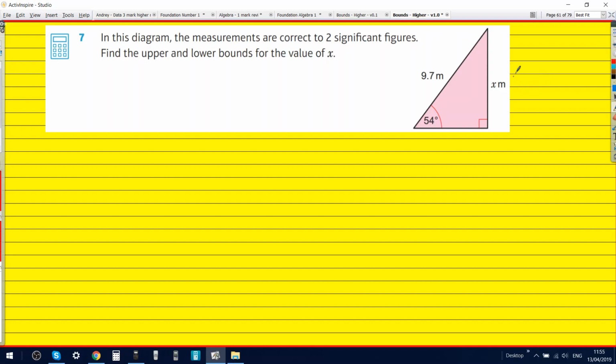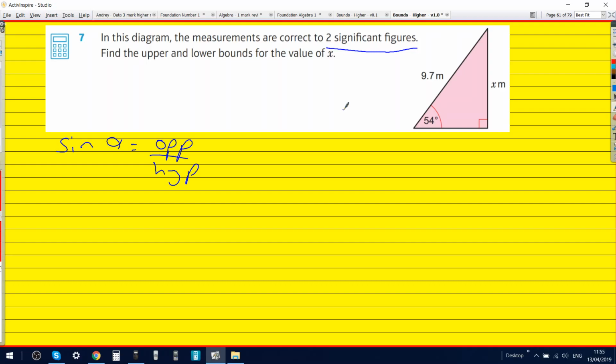Sine 54 is equal to opposite. So sine 54 is equal to x over 9.7. 9.65. Yeah, and so 9.75, and then you just times the hypotenuse, x. Yeah, and so you're multiplying.